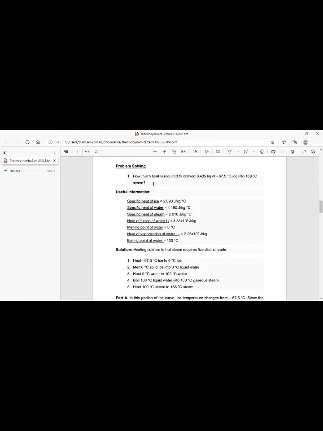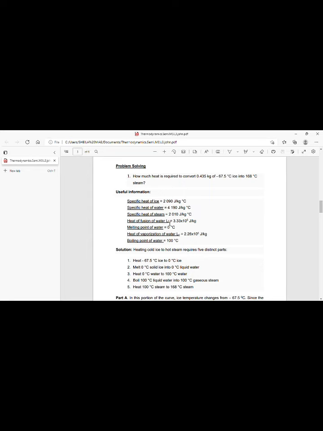Useful information. The specific heat of ice is equal to 2090 joules per kilogram degree Celsius. The specific heat of water is equal to 4190 joules per kilogram degree Celsius. The specific heat of steam is equal to 2010 joules per kilogram degree Celsius.